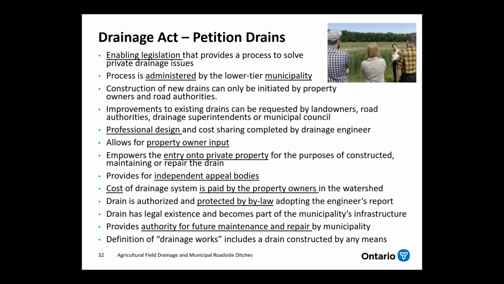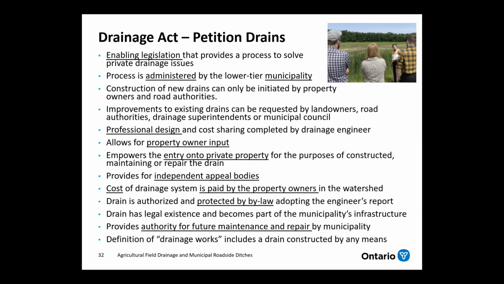But at the same time, it has independent appeal bodies that are able to be accessed by property owners to ensure that their voice is at least heard, if it wasn't heard in the first collaborative process, through an appeal body. And then the interesting part is, again, the costs of these systems are assessed by the engineer, and they're paid for by the property owners in the watershed. So everyone that benefits from the drain pays a portion, and everyone in the watershed that actually has land that receives rainfall that contributes water to the issue also pays what's called outlet liability.